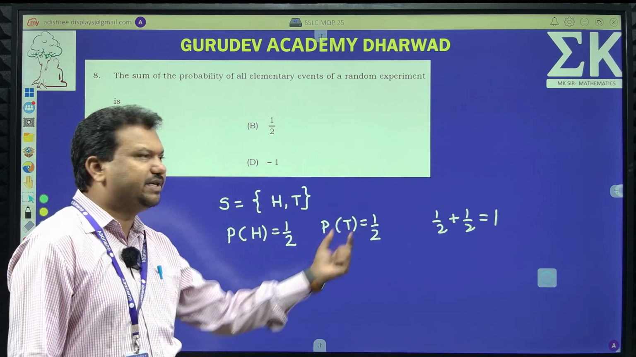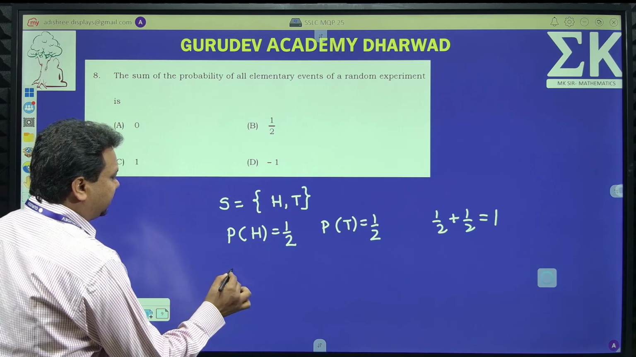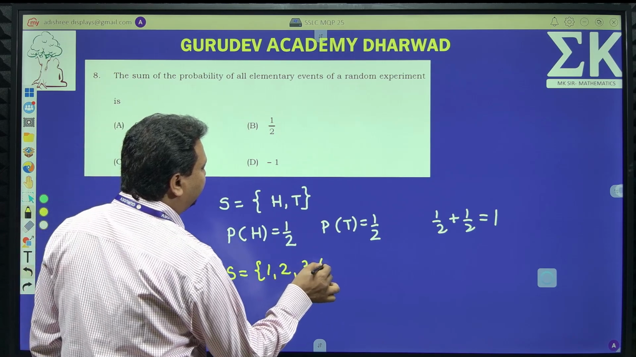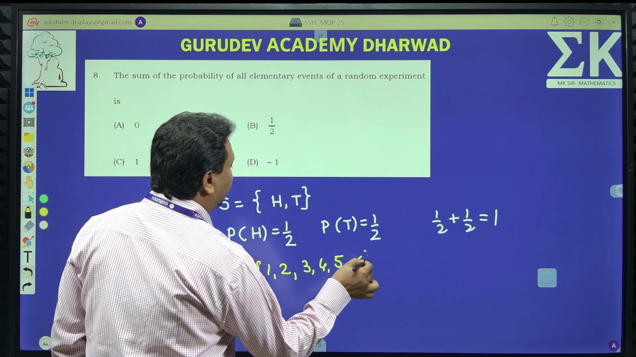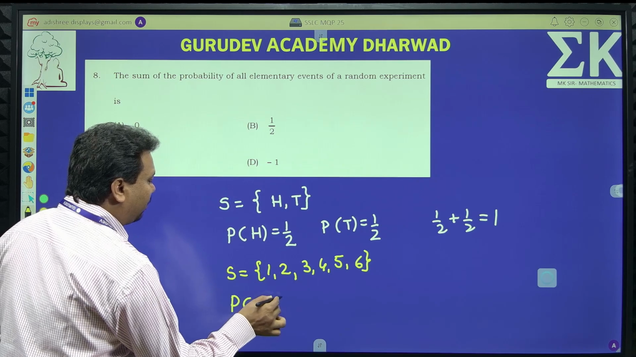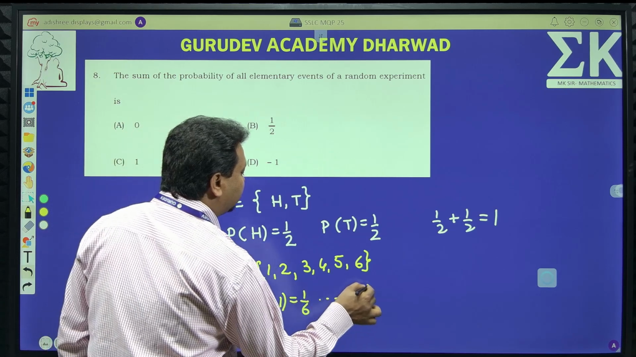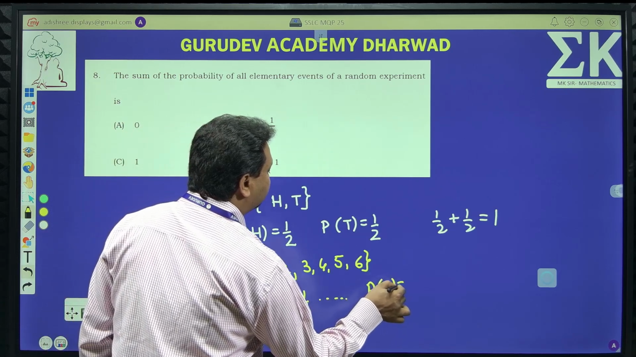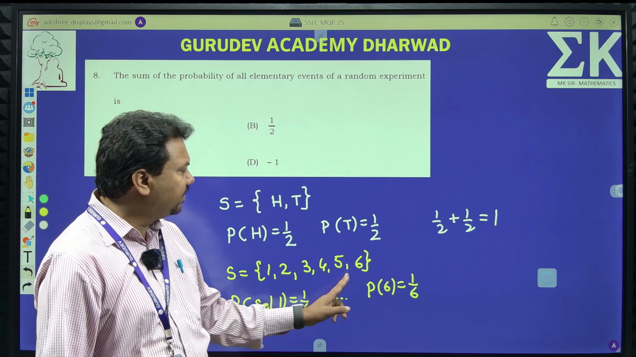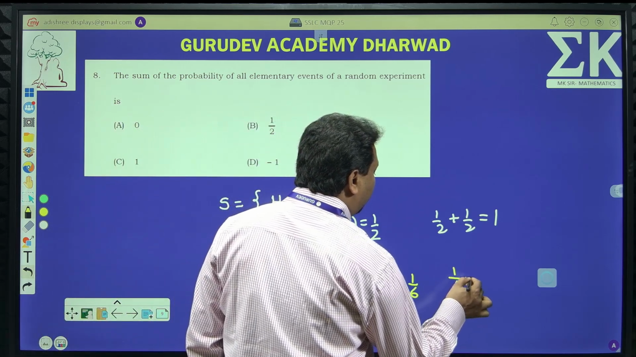These are elementary events. What does elementary mean? They are asking about a single event. Or you can take another example. Say you have rolled a die, 1, 2, 3, 4, 5, 6. Done. So what is the probability of selecting 1? 1 by 6. What is the probability of selecting 2? 1 by 6. Selecting 3, 1 by 6. Selecting 4, 1 by 6. Selecting 5, 1 by 6. Selecting 6, 1 by 6. Right? Therefore, what is the sum of all these elementary events?